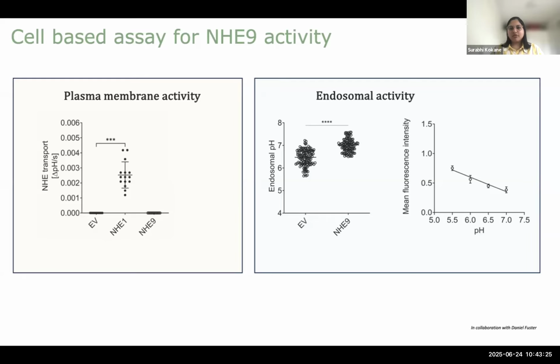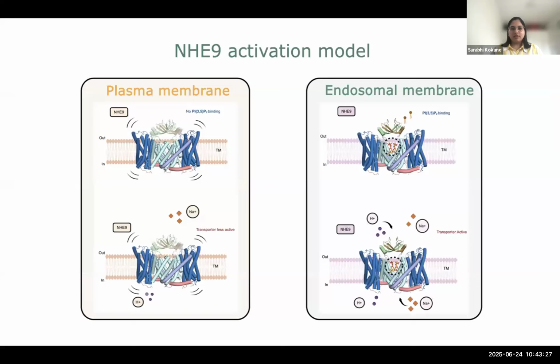From this, we built a model where, when NHE9 is expressed in the plasma membrane, there's no PI(3,5)P2 and this loop domain is very flexible, and because of that the transporter is less active. But when we express it in endosomal membranes, you have this specific lipid and it binds to the dimer interface, stabilizes the protein, and also enhances the activity of the transporter. And with this, I would like to conclude my talk.